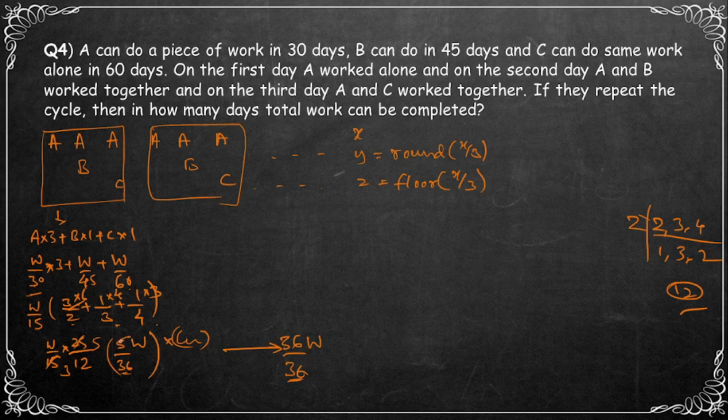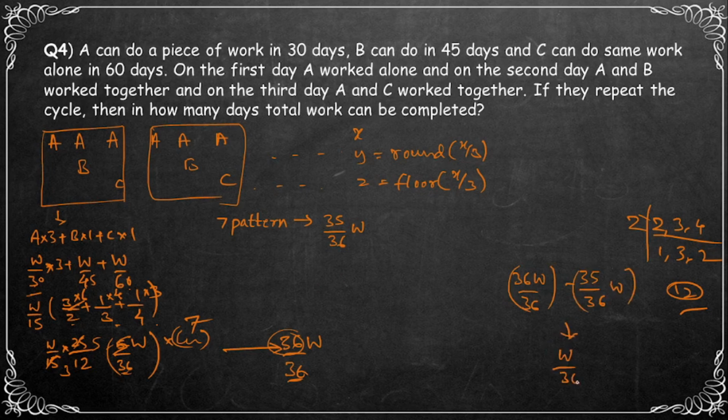So now multiples of 5 closer to 36, right? So we have to repeat this pattern 7 times. 5 sevens are 35. So if we repeat that pattern 7 times, we get 5 by 36 into 7, which is nothing but 35 by 36 amount of work getting done. Now the total is 36 by 36. The total work is that we are getting done 35 by 36 of that work. So amount of work remaining is W by 36.